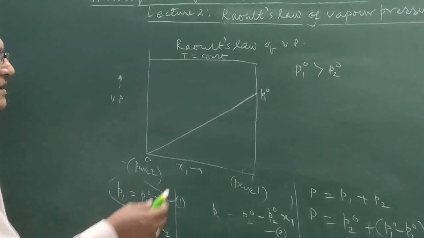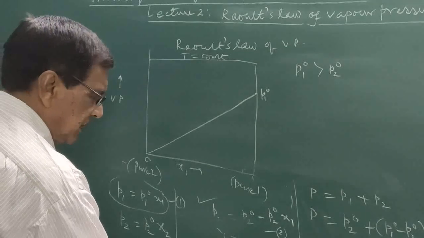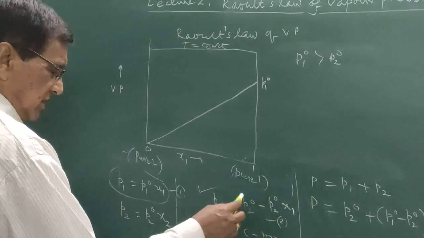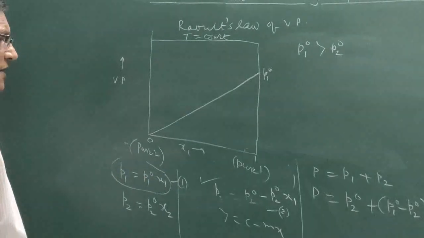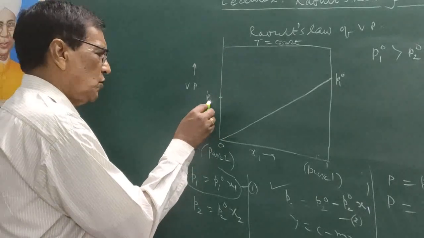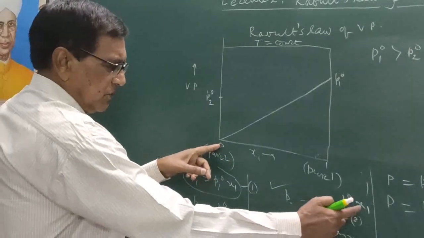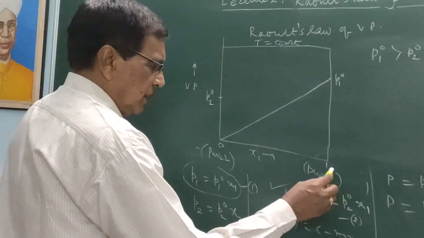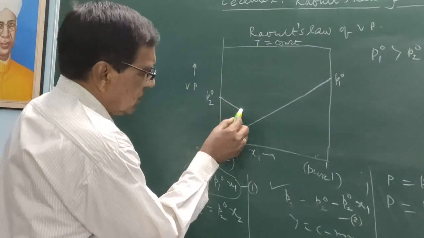Then equation 2 is y equal to c minus mx. If we plot P2 against X1, P2 naught is fixed at a given temperature, and P1 naught is also fixed at a given temperature. So this can be started here. It is P2 naught when X1 equal to 0, P2 equal to P2 naught. When X1 equal to 1, P2 equal to 0. So it will go this way.